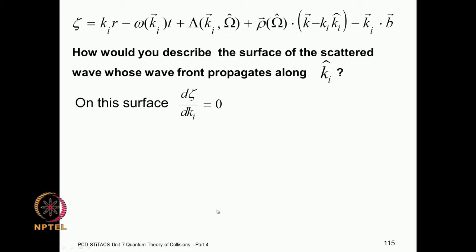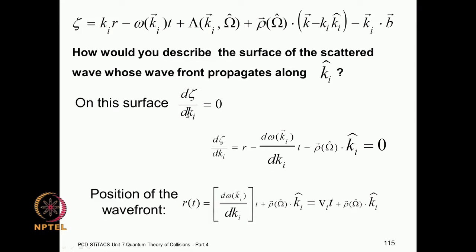and we ask the question, how would we describe the surface of a scattered wave whose wavefront propagates along the unit vector Ki, which is the unit vector along the central momentum direction. So, the criterion would be that on the surface d xi by dk would be 0, and this leads us by simply taking the derivative of this with respect to k, a relationship which tells us how the wavefront propagates, like a classical object, like a classical kinematic relation.